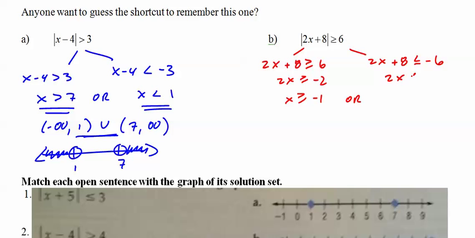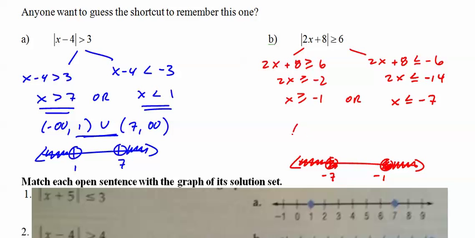2x less than or equal to negative 14. X less than or equal to negative 7. Number line. Fill in the dots. Negative infinity to negative 7, union negative 1 to infinity.